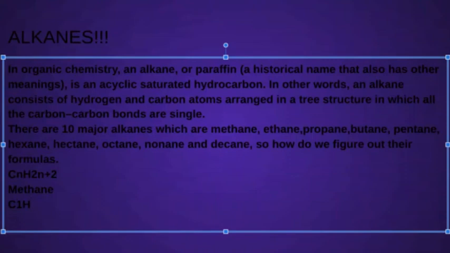From this we can figure out that the formula for methane is C, no need to write out the 1, so it's just C, then H, 2 times 1 is 2, plus 2 is 4. So it's just CH4, that's methane. Same with the rest.